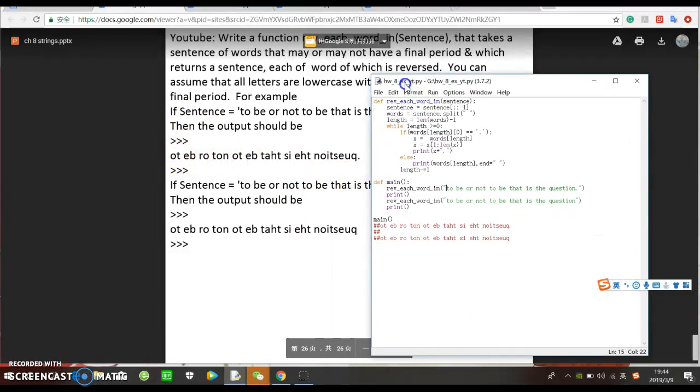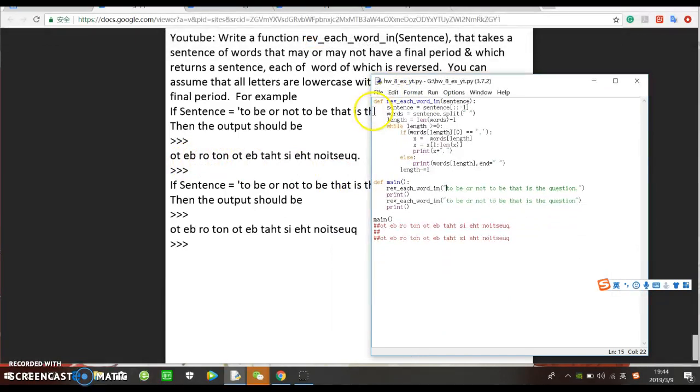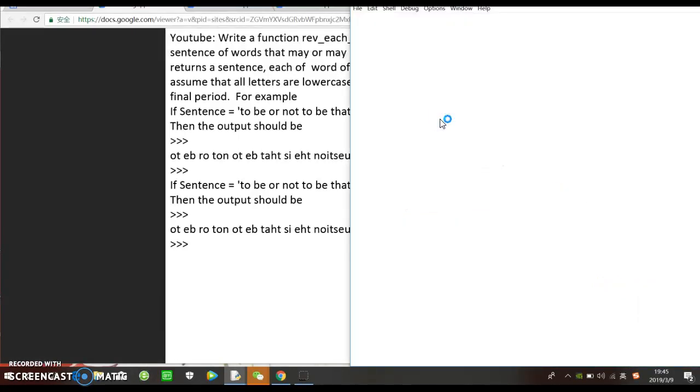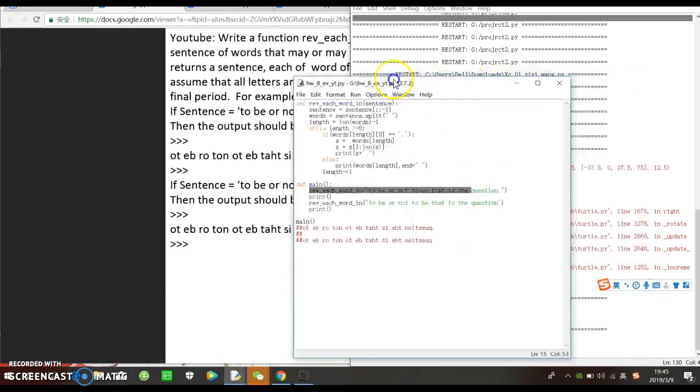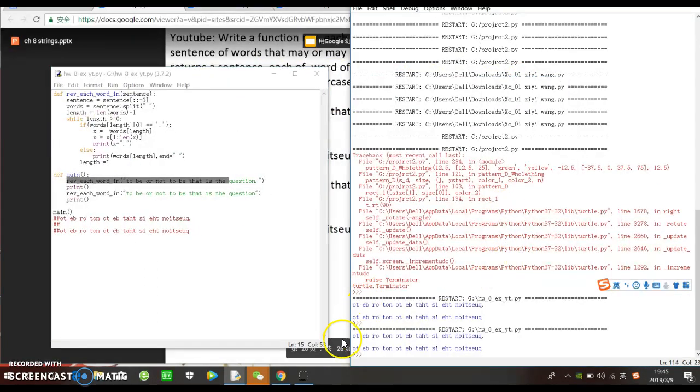So we need to write the main function, which is the define main, with each word in "to be or not to be, that is the question", and then we just print out the answer. So let's run it. So here we can see the output is right here. So that's it.